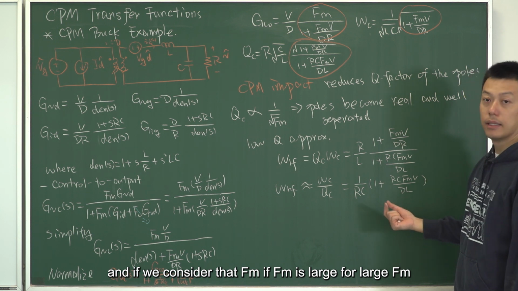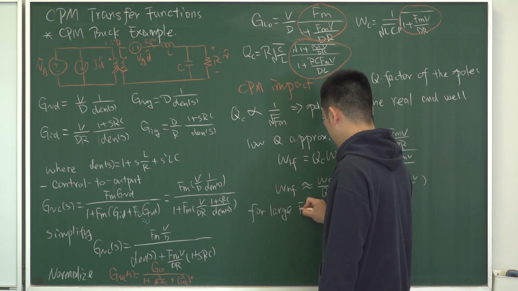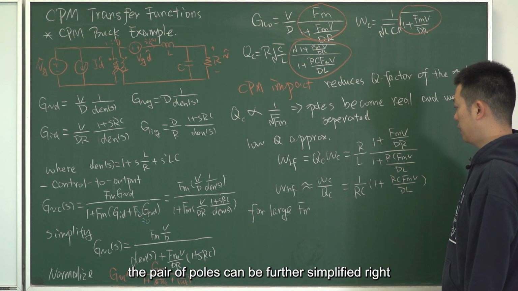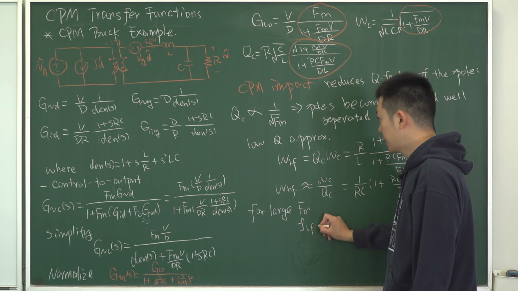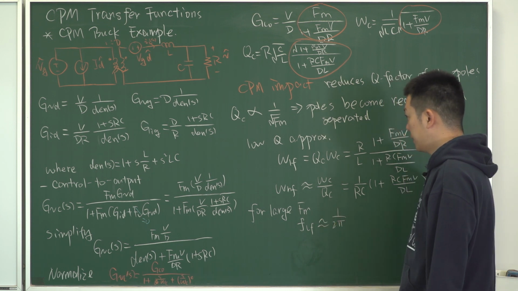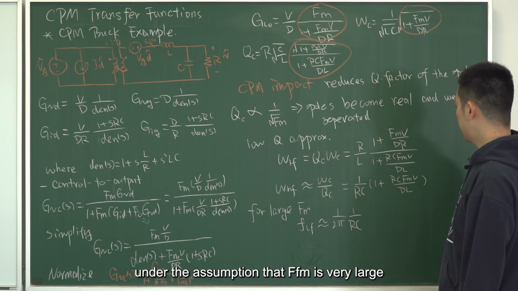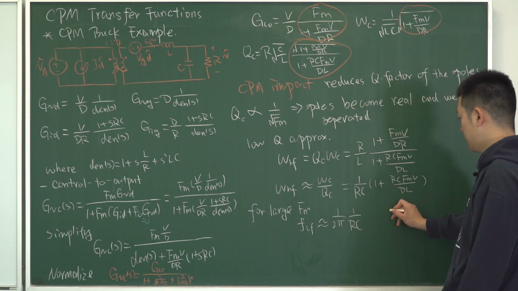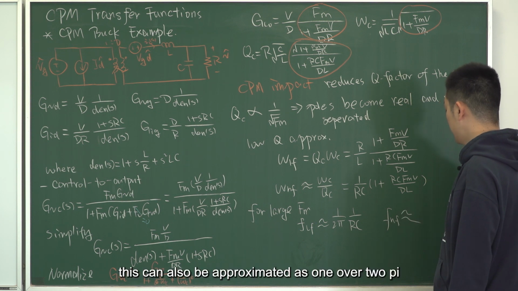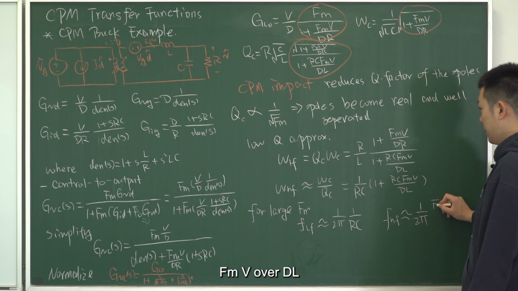And if Fm is large, the pair of poles can be further simplified. For example, let's consider the frequency F low frequency. It will be approximately equal to 1 over 2 pi times 1 over RC, under the assumption that Fm is very large. Secondly, for the high frequency pole, this can also be approximated as 1 over 2 pi times Fm V over D times L.